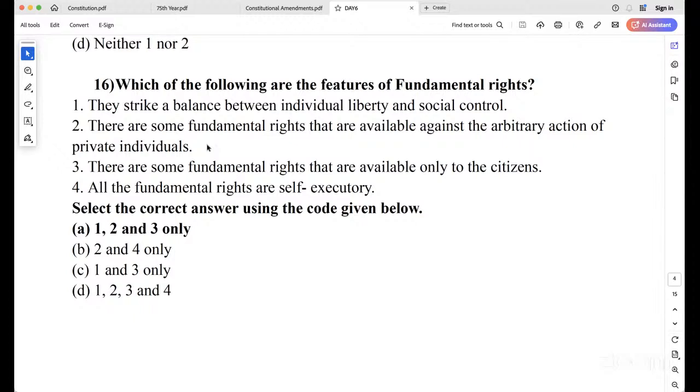Which fundamental right is self-executory? Is any fundamental right self-executory? What is the meaning of self-executory? Just by the article being there, it is executing. You do not need to make a separate law. That is what is known as self-executory. Is there any fundamental article which says that it is self-executory? What is that article?